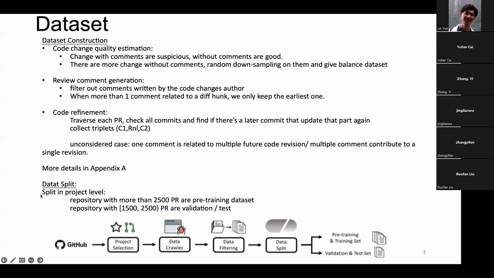And then for their data split, they split at project level. They mentioned that repositories with more than 2.5K pull requests are the pre-training dataset, and those repositories with fewer pull requests are validation and test. Why do we split like this? Is there a rationale for using large repositories to train and smaller ones to test? Not in the paper. Oh, okay. Curious. Yeah.